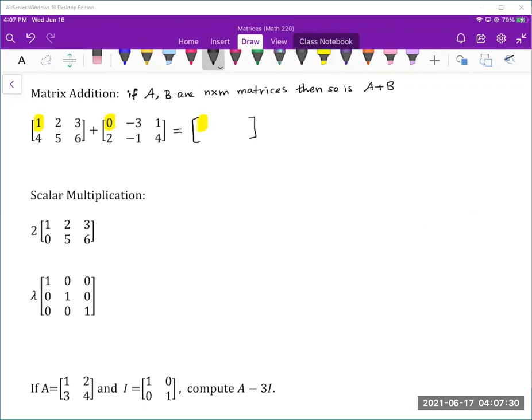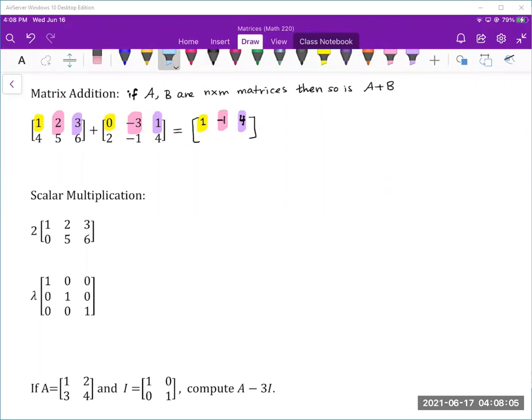So we have 1 and 0 gives us 1. To get the entry in the first row, second column, we'll look at these entries, 2 and -3, and add them together. This gives us -1. To get the entry in the first row, third column, we're going to add together the entries that are in the first row and third column. So the same spot. And we add those together, 1 and 3 gives us 4.